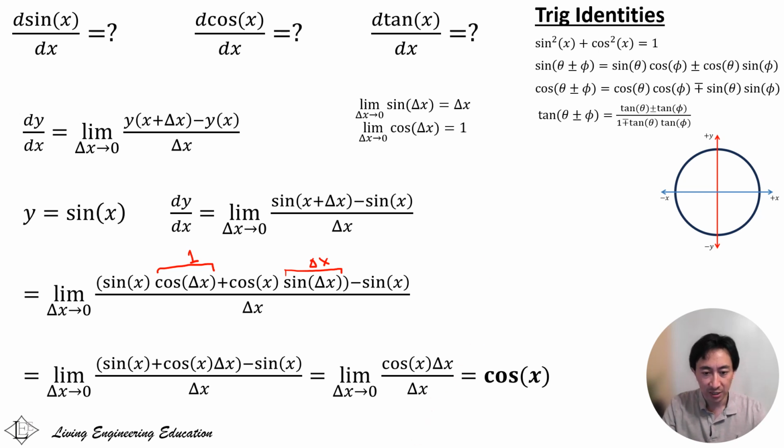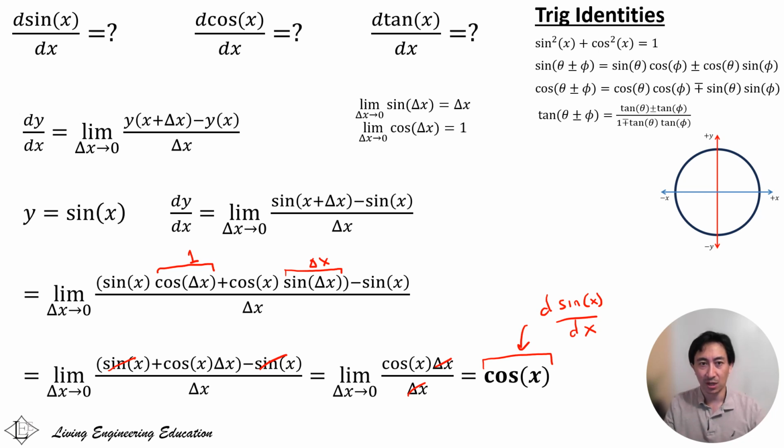Sine x and sine x cancel out right here because of subtracting. And I'm left with cosine x delta x over delta x, cancel out. And I'm left with cosine x. So this is the derivative of sine x dx. Okay, so memorize that. The derivative of the sine is positive cosine.